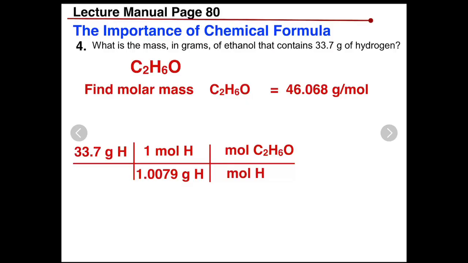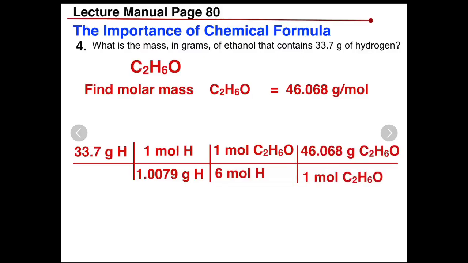So in this case, we know that 6 mole of hydrogen is going to equal 1 mole of ethanol. Again, never directly multiply these two because they have different meanings. You will not be able to cancel the unit. So the next thing we do is convert from mole of ethanol to grams of ethanol by using the ethanol molar mass. Now if you're looking at it, you are going to be able to cancel this off.